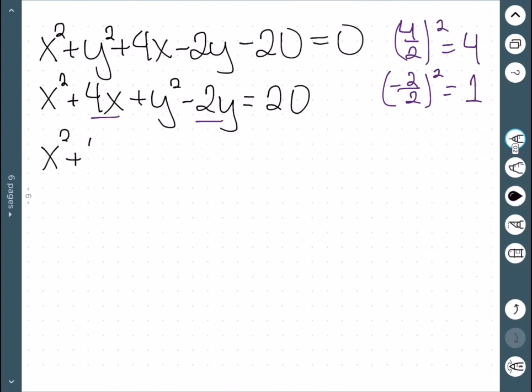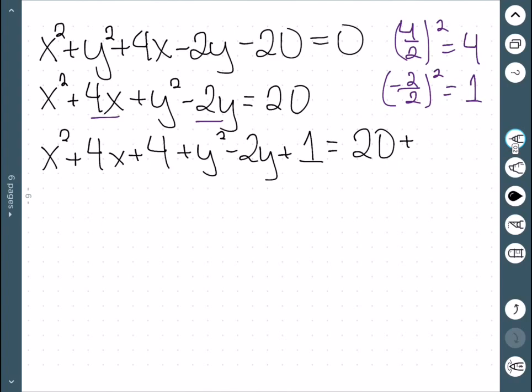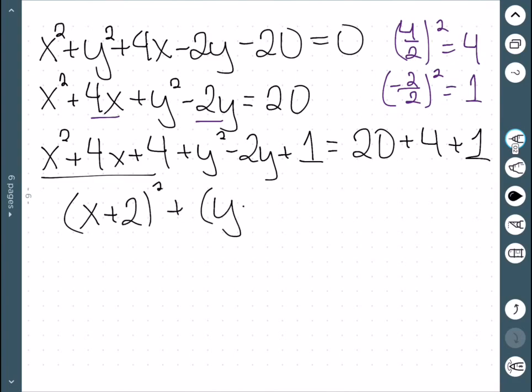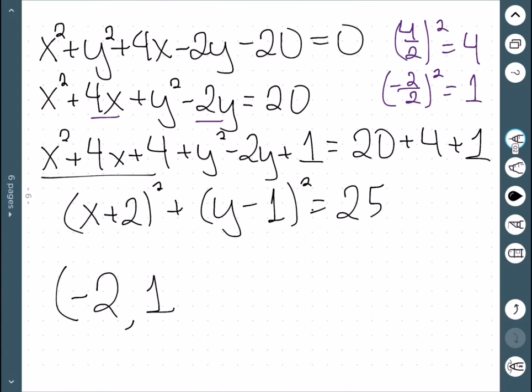So I have x² + 4x, I'm going to add 4, plus y² − 2y, and I'm going to add 1. And since I added a 4 and a 1 on the left, I also need to add it to the right. Factoring now gives us (x + 2)² + (y − 1)². And on the right, I get 25. Therefore, I have center (−2, 1) and radius 5.